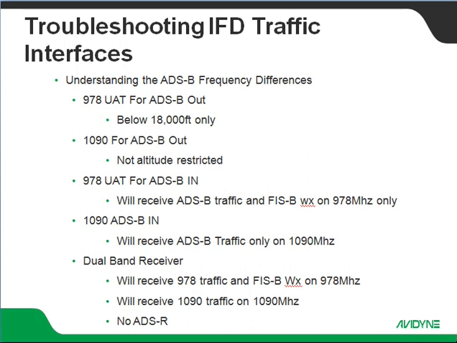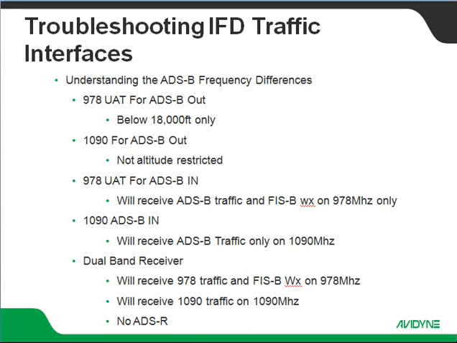But understand that those altitude restrictions apply to ADSB out, like your airplane squawking to the ground station. ADSB in, you can have a 978 UAT receiver on a jet. We installed one in a Citation not that long ago. So that's not uncommon to see, and that'll work just fine. They just can't use 978 UAT for ADSB out.